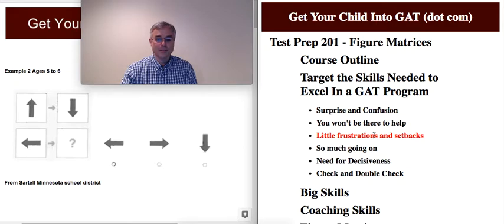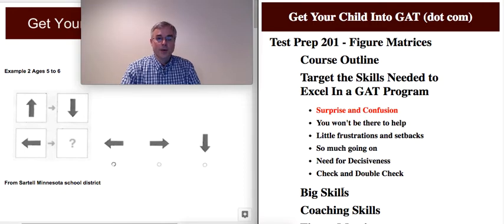high academic performance. With older children, there's a lot going on with each question, so working memory is going to come into play. And your child's going to need to make some decisions, especially on test question types for older children. Checking and double checking is imperative for scores above 85% on any test. But surprise and confusion is probably the biggest thing to keep in mind.